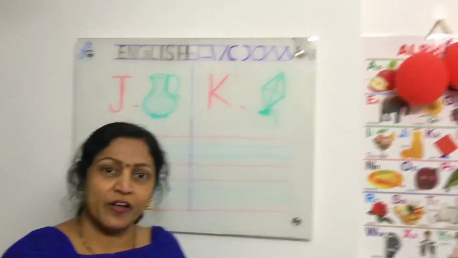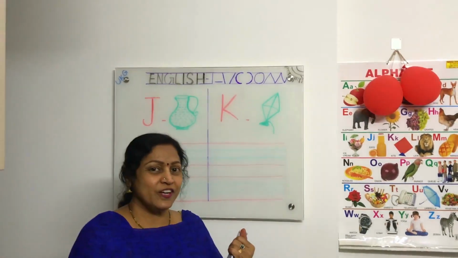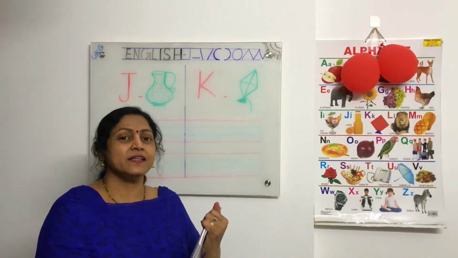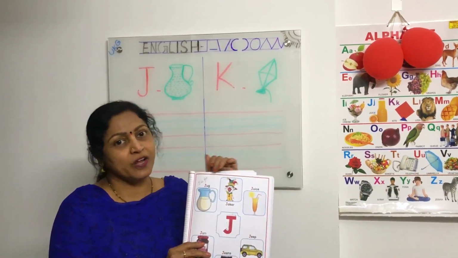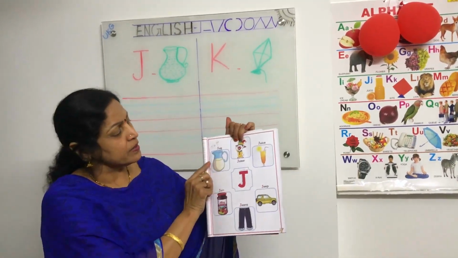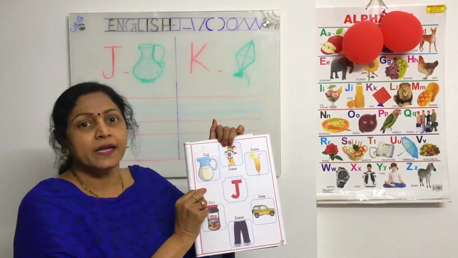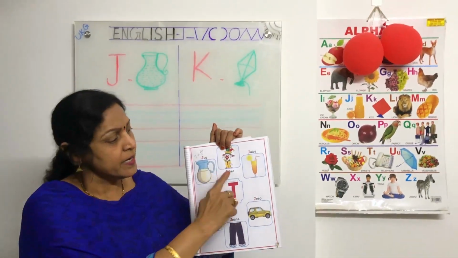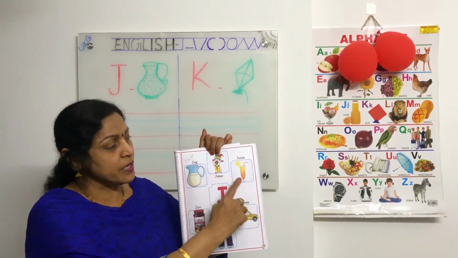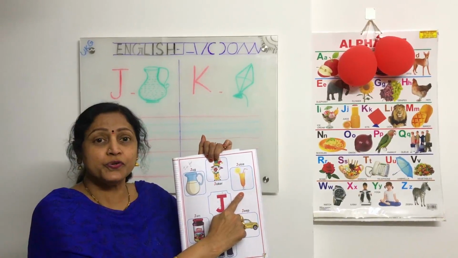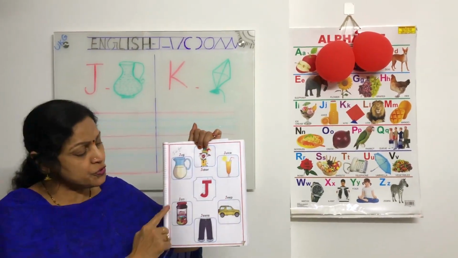So what is the sound of J? What is the sound of J? Children, J. J. Okay, now I will tell you the sound of the letter J. J is for jug. J, J, jug. J is for joker. J, J, joker. J is for juice. J, J, juice.